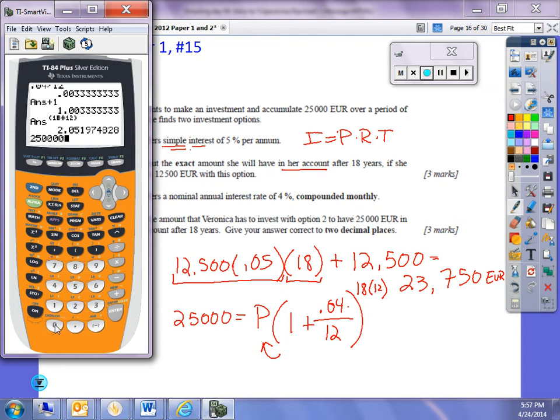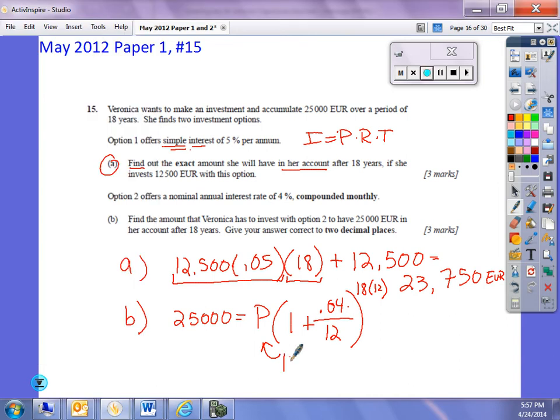To solve for P, I need to take 25,000 and divide by 2.051974828. So I'm going to divide by, and again I'm going to use my second answer. I haven't rounded anything yet. I'm using all the value in my calculator. And so what that tells me is that I need to invest $12,183.39, correct to 2 decimal places.